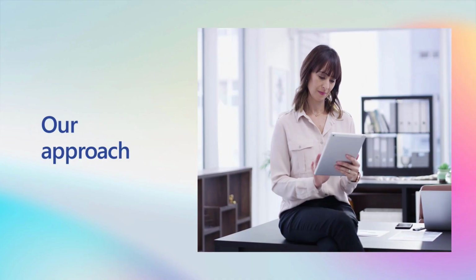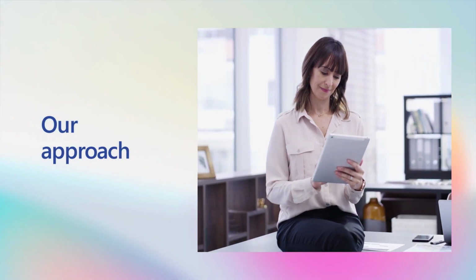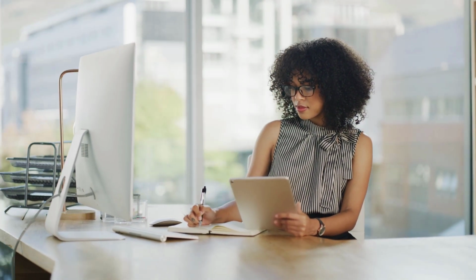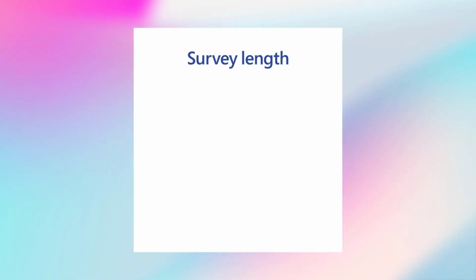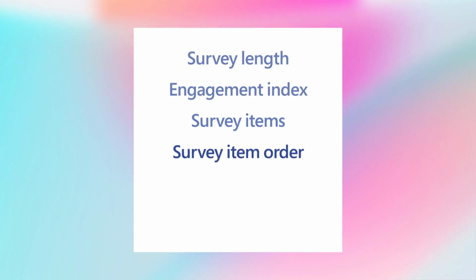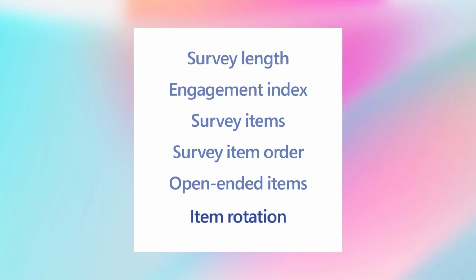A well-designed survey asks questions that are relevant to the employee experience and business context that will elicit direct and actionable feedback. Viva Glint's survey design process ensures an enjoyable experience for employees and provides a wealth of data for leaders. We encourage you to think about these areas when designing a survey. These areas include survey length, engagement index, survey items, survey item order, open-ended items, and item rotation.